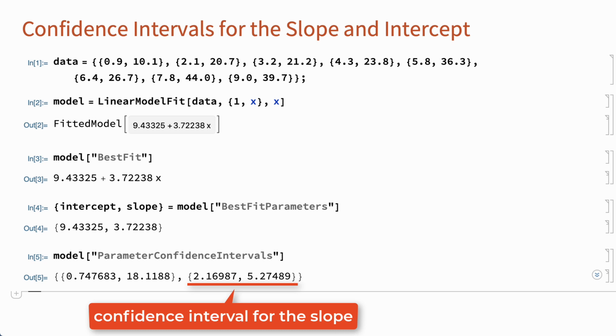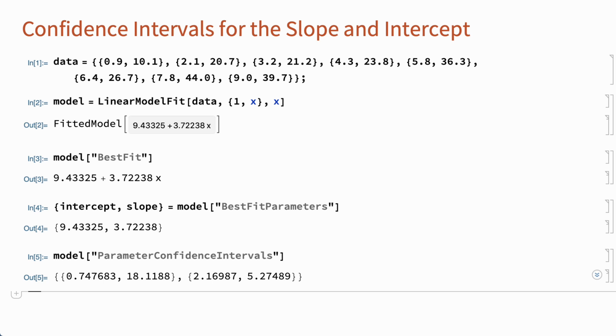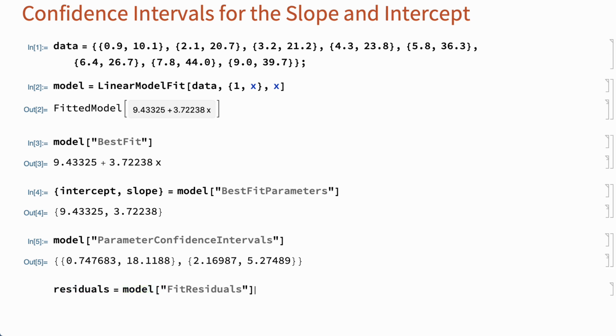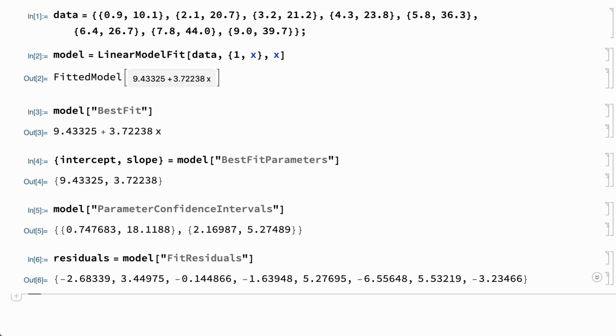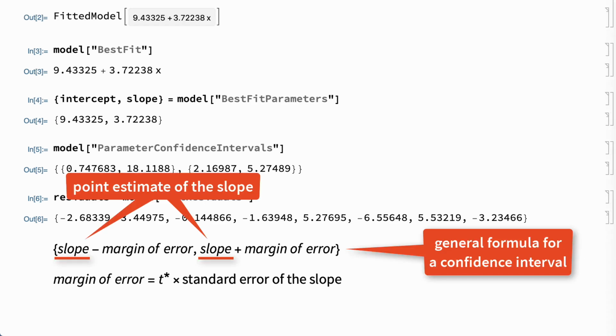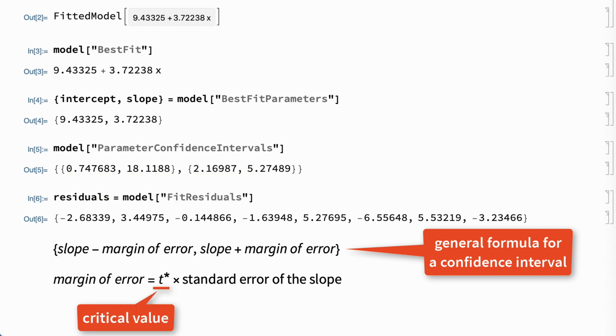The formulas for these confidence intervals involve the fit residuals. This input gives the residuals for this example. Like other confidence intervals, the confidence interval for the slope is the estimated slope plus or minus the margin of error. The margin of error is a critical value t star, which will be computed using the student t-distribution, multiplied by the standard error of the slope.